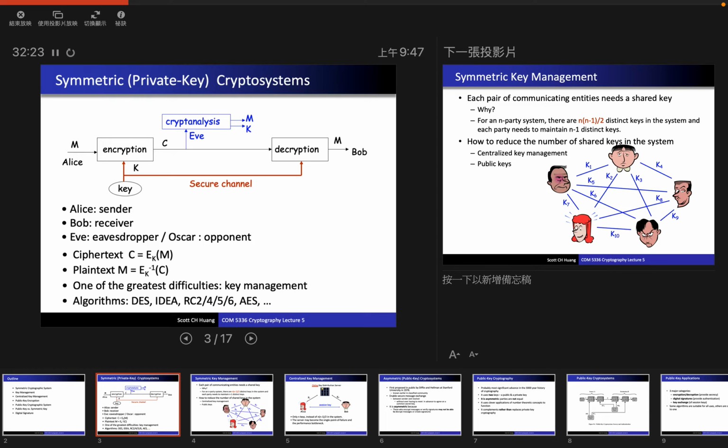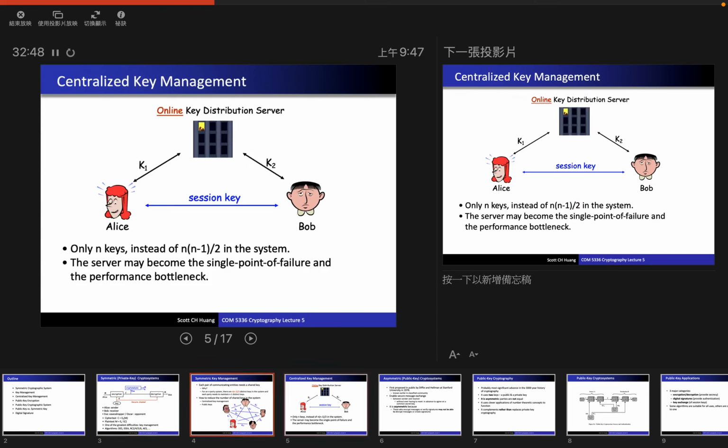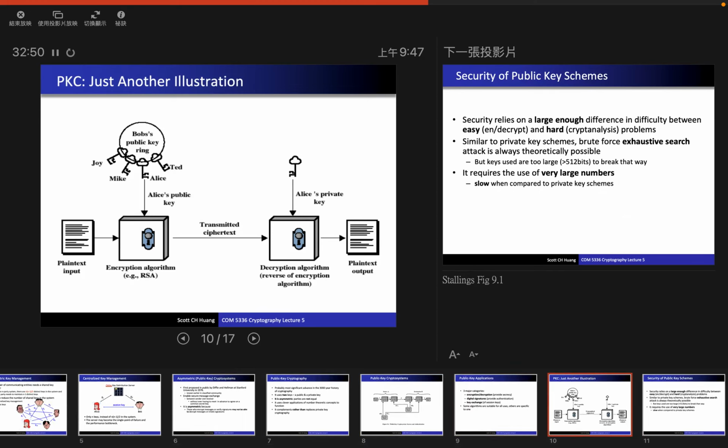For example, like HTTPS, we use SSL, TLS. In that protocol, most likely you use RSA to distribute keys. And then for the actual encryption, they use AES in this case because AES is fast. Okay.